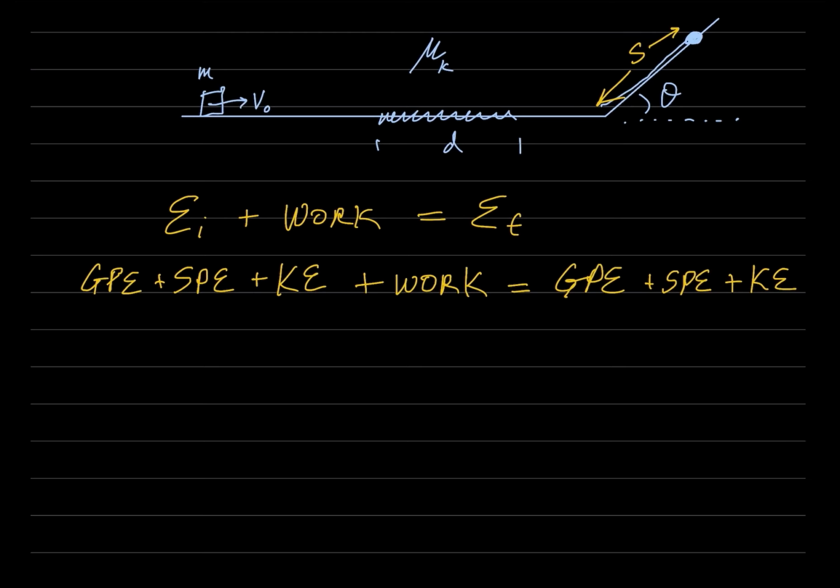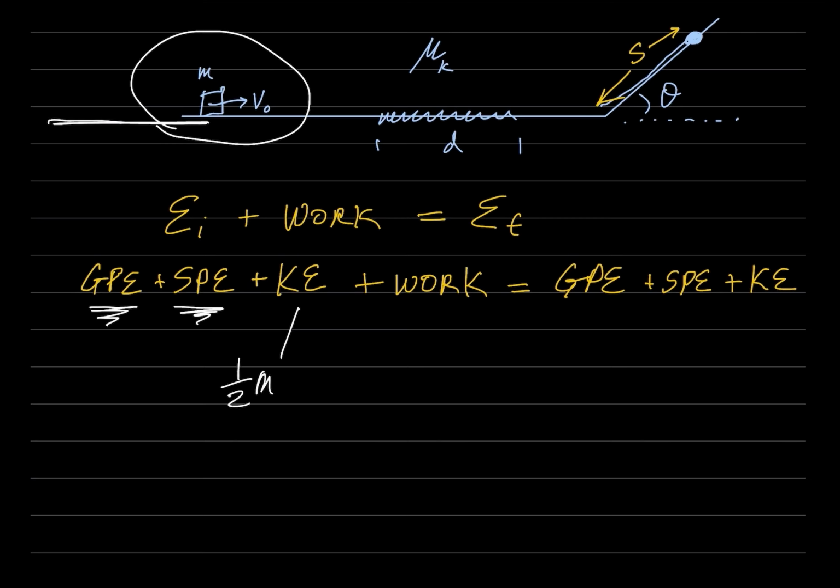Now, most of this we already know. In the initial situation, the gravitational potential energy is 0 because there's no elevation. We'll consider this our reference plane. There's no spring potential energy because there's no spring. And the kinetic energy is 1/2 mass v sub naught squared. The work done on the system is negative work from friction. And that's the friction force times the distance under which it was operating. And that's mu sub k times the normal force, mg, times d.